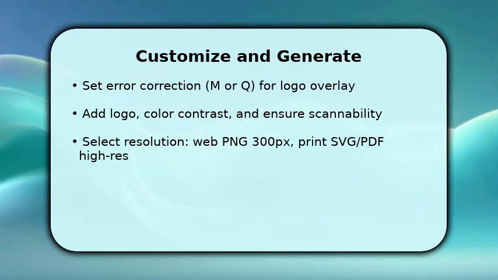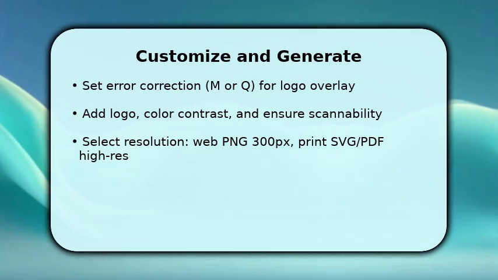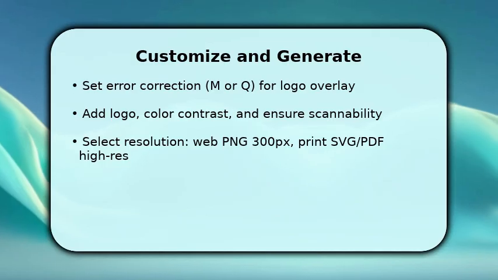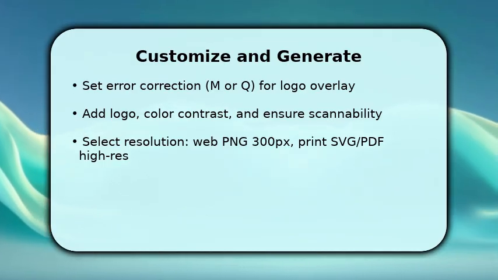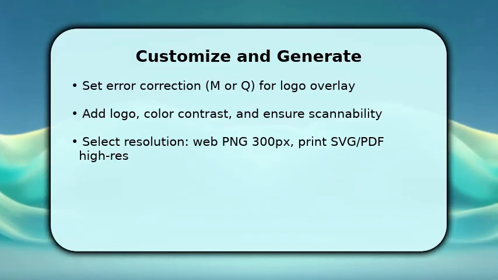Select file type next, SVG or PDF for print, PNG for quick web use. Once configured, generate the code and download the highest resolution export available. Immediately test the generated code with multiple devices to validate the destination and scanning speed.